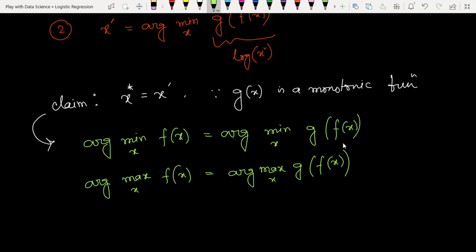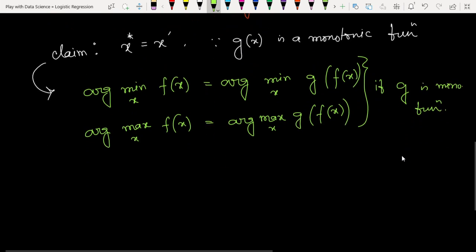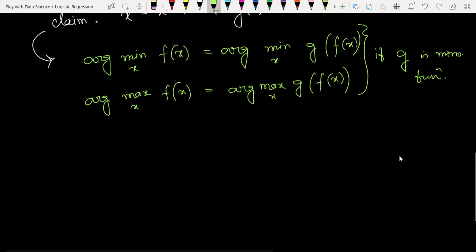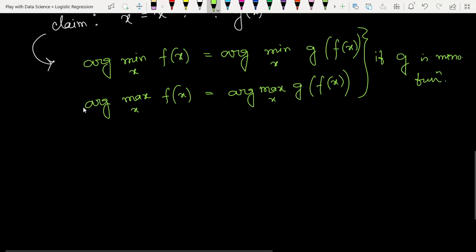Okay, this will happen if g is a monotonic function. If g is monotonic, then it will only happen. Now just verify, just see this with an example.